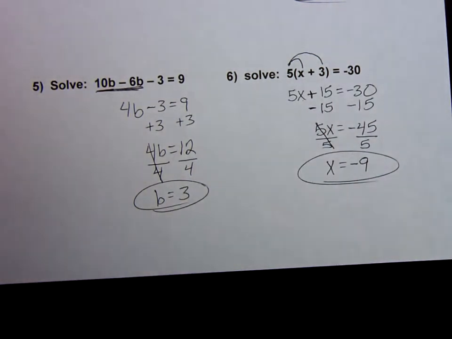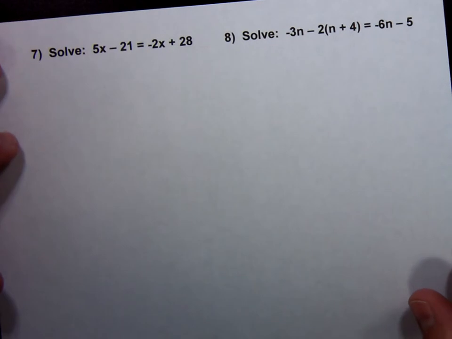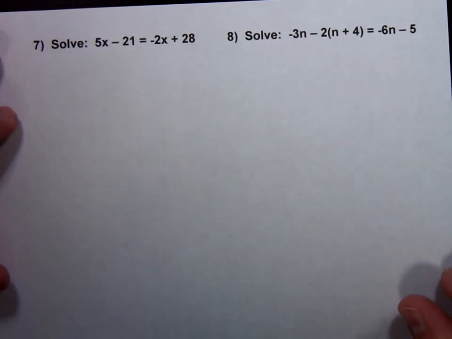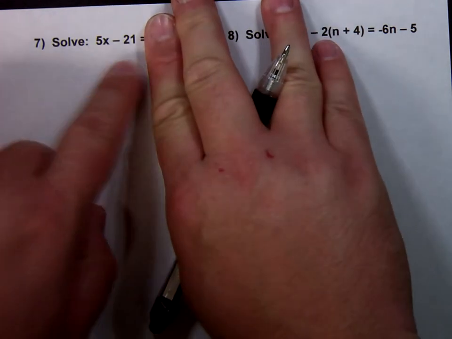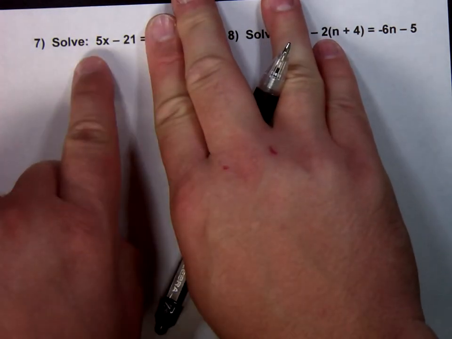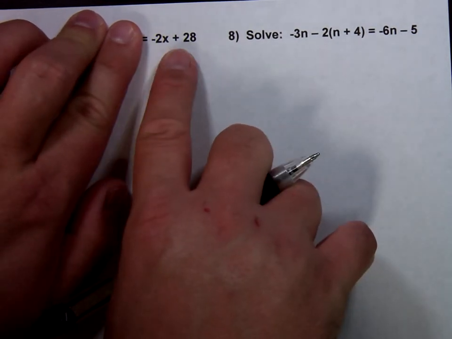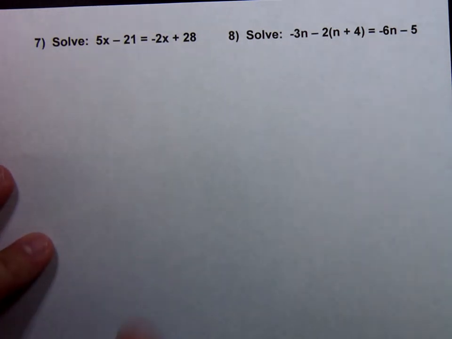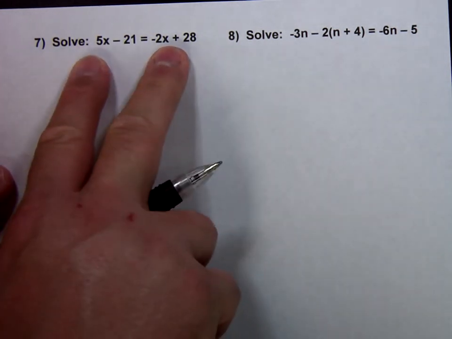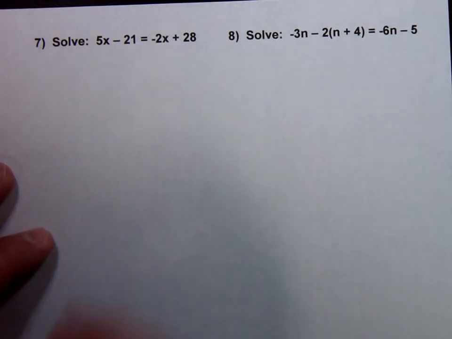All right, two more examples. Add a few more steps to these here. Number 7, left side of the equation is already simplified. There's no like terms to combine, no distributing to do. Right side of the equation already simplified, no like terms to combine, no distributing. Now this is our first time, however, where the variable is on both sides of the equation.